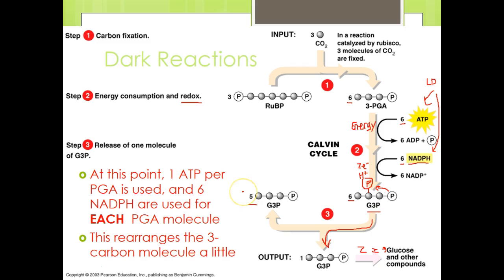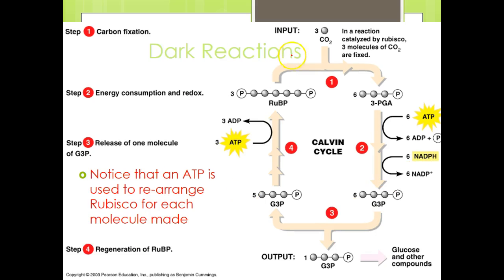And then step 4 is going to be basically regeneration of RuBP. And so how do we regenerate RuBP? We are going to add some energy. We're going to bring in 3 more ATPs. Why 3? Because we need to regenerate 3 RuBPs. And so do the math. If we start with 5 3-carbon molecules, we have 15 total carbons.